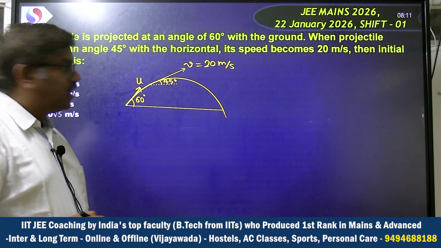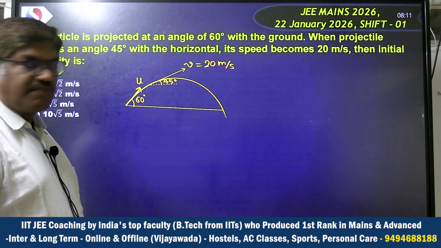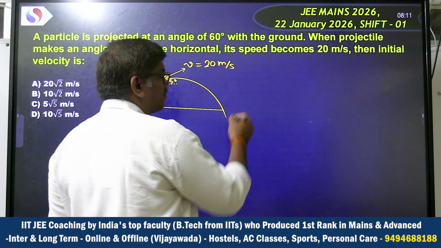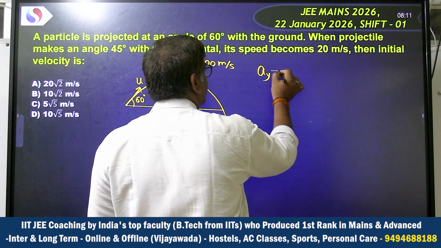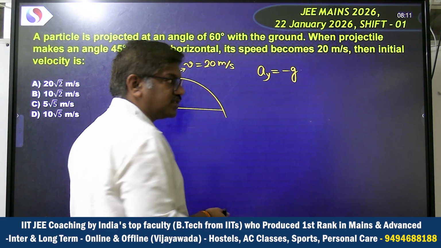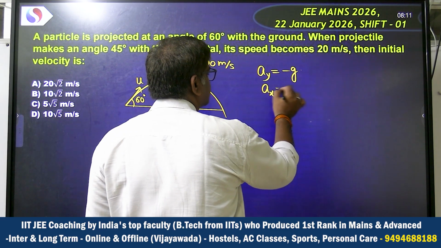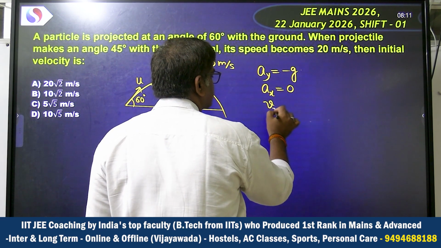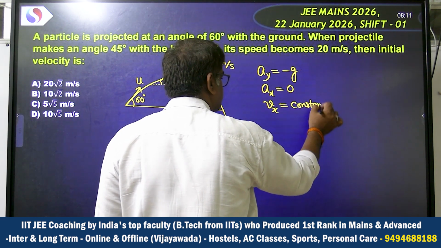We know the property of projectile that the x component of the velocity never changes. The reason is we are talking about projectile under gravity. Under gravity, the acceleration is only in the y direction, which is minus g. That means there is no acceleration in the x direction, which makes its x component of the velocity remain constant during the motion.